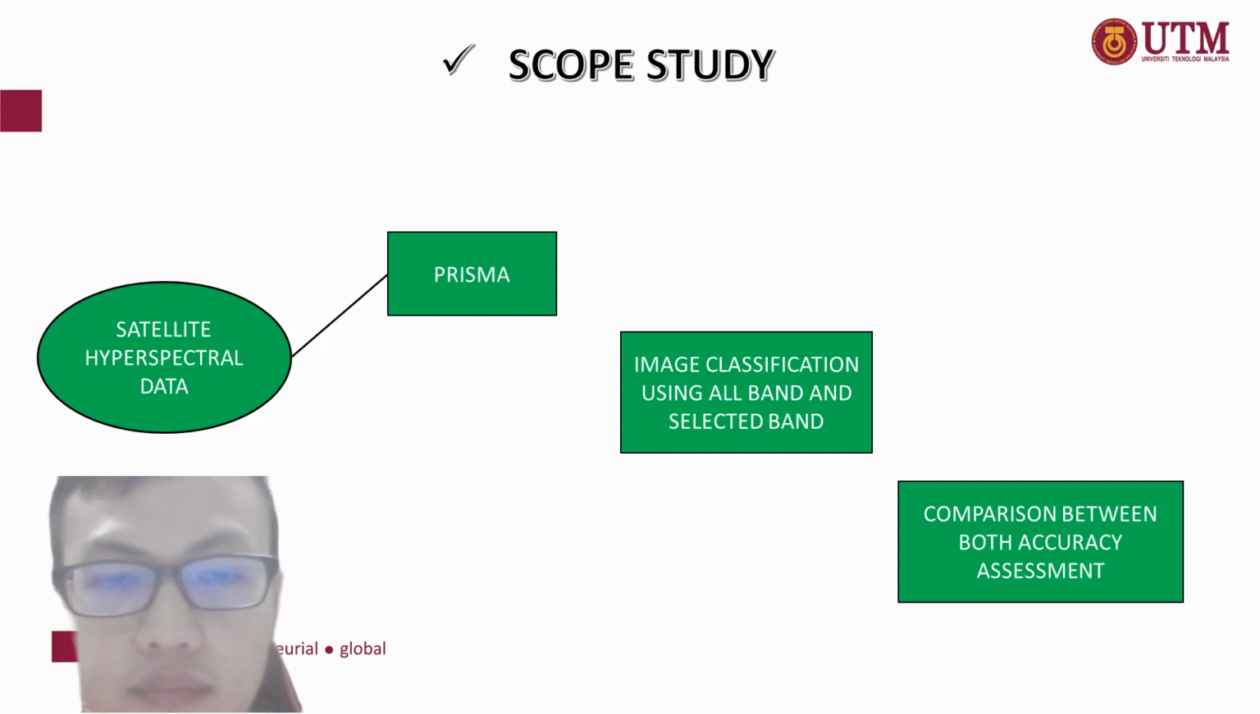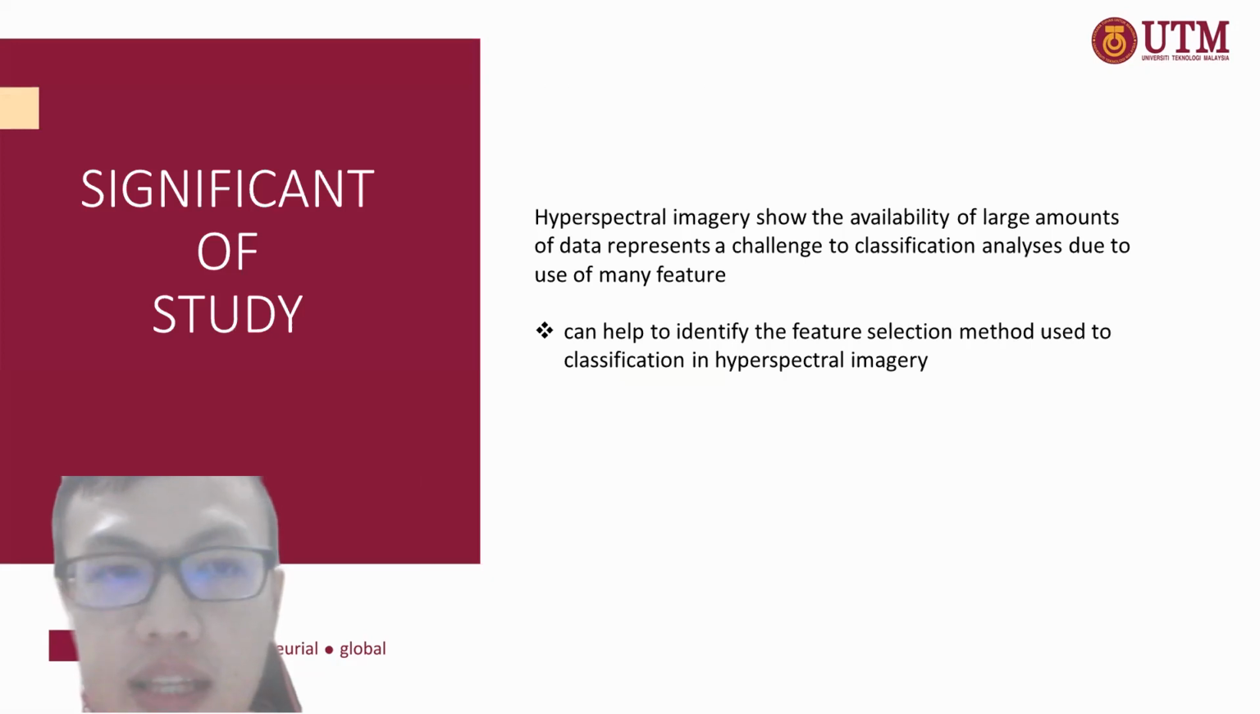Next, significance of study. Hyperspectral imagery shows the availability of a large amount of data, which represents a challenge to classification analysis due to the use of many features. Therefore, this study can help to identify the feature selection method used for classification in hyperspectral imagery.